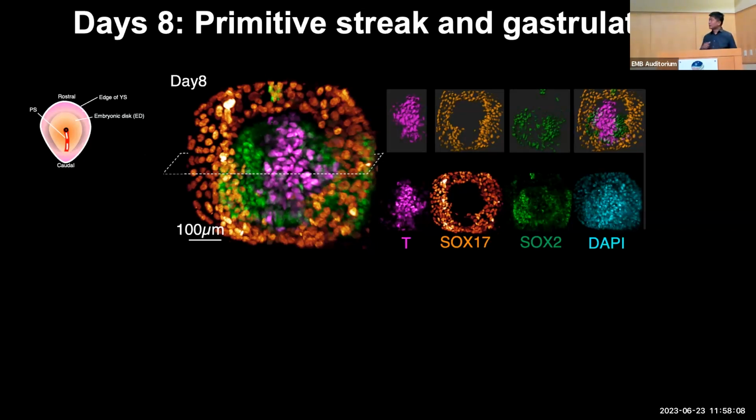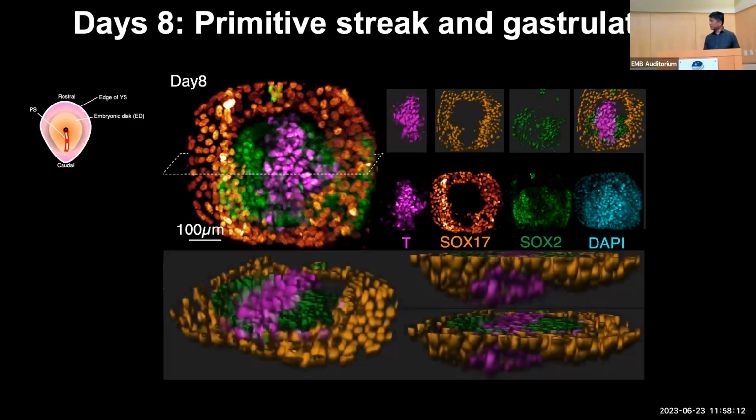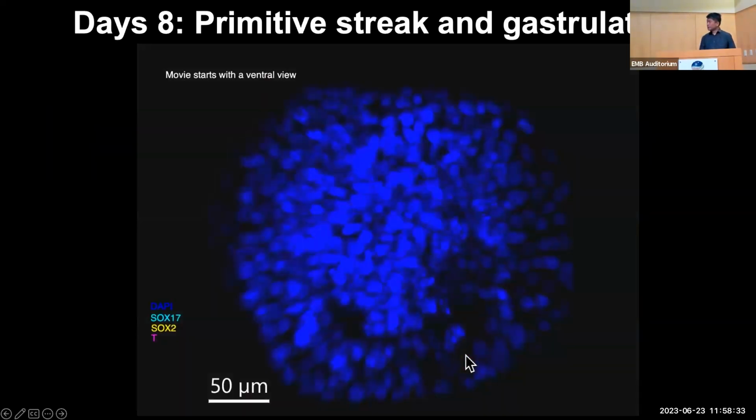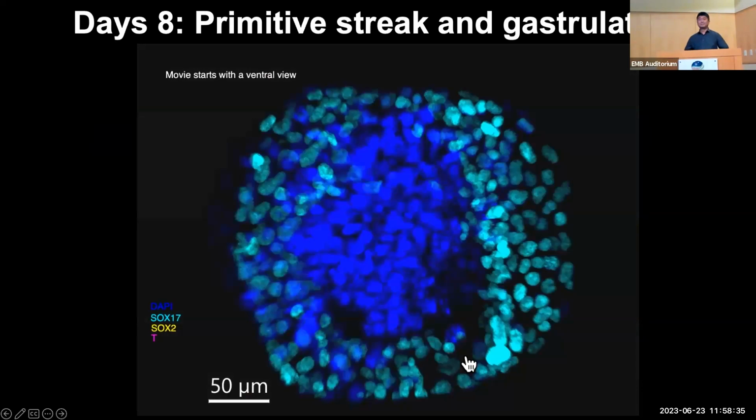endoderm at this stage. Again, this is a top view, and here is an additional view showing that indeed these T cells are starting to migrate, or ingress, from the middle of the primitive streak-like structure, underneath the SOX2 positive cells, and starting to become SOX17 positive cells. Any questions so far?